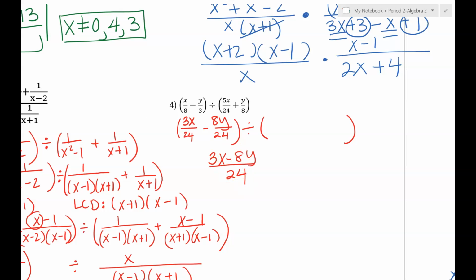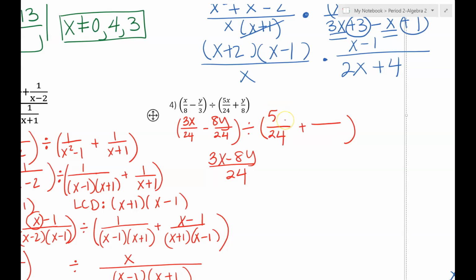Do we need to state the restriction here? No, because 24 is in the denominator. Is that 0? No. Can we ever get 0 from that? No, because it's a real number. Now, on the right side, what's a common denominator? Also 24. Okay, so I don't need to do anything with that first fraction.